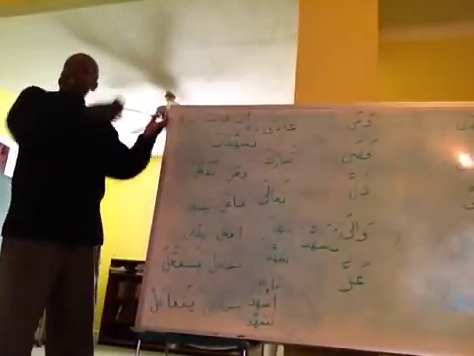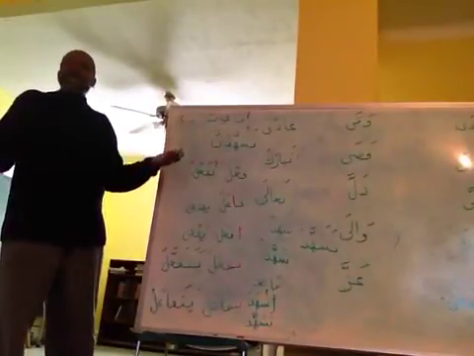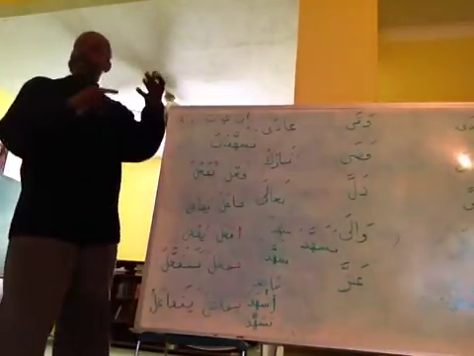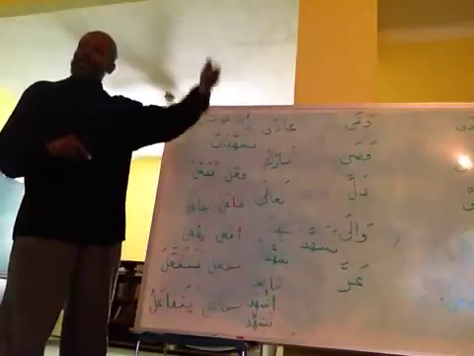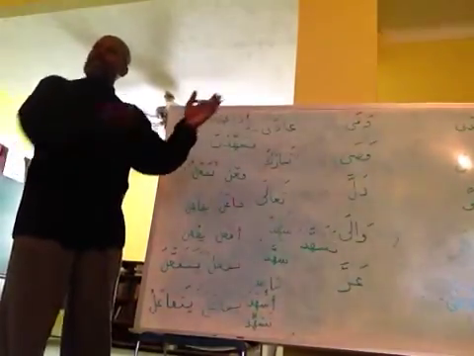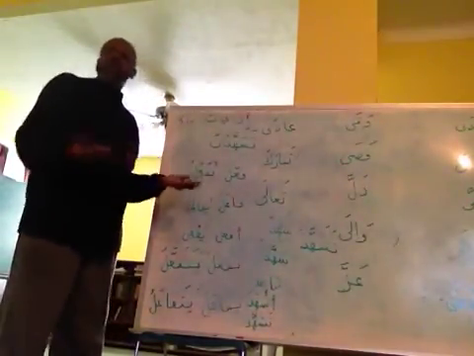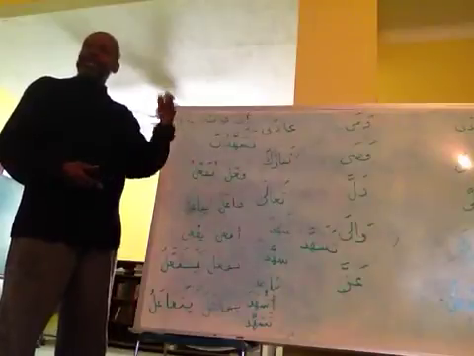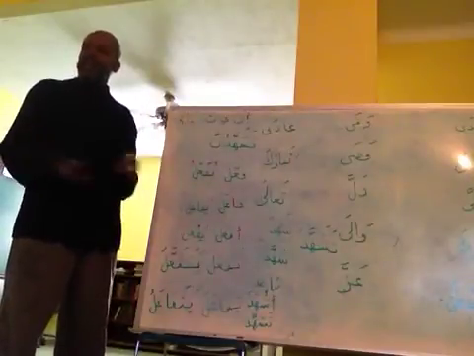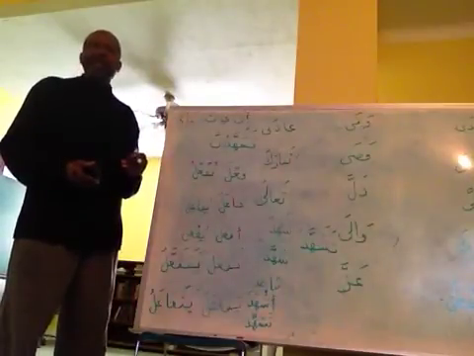Now we go on to second person. Easy. If you know anta, look: anta, anti, antuma, antum, antunna. Take off an, and everything else is left: ta, ti, tuma, tum, tunna. Everybody got that?